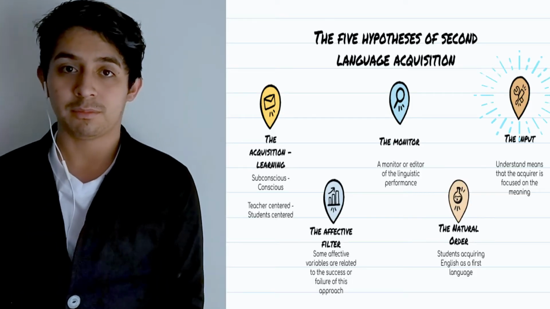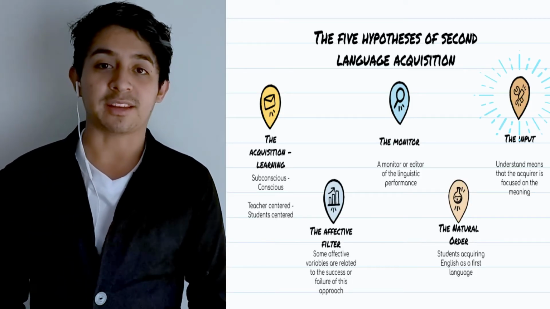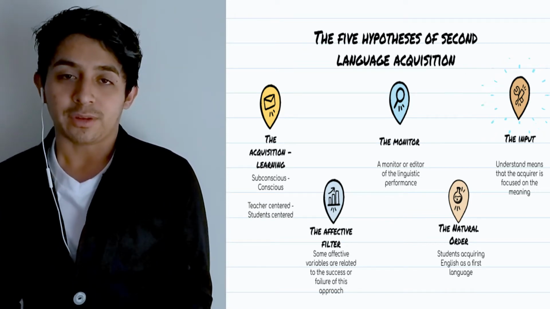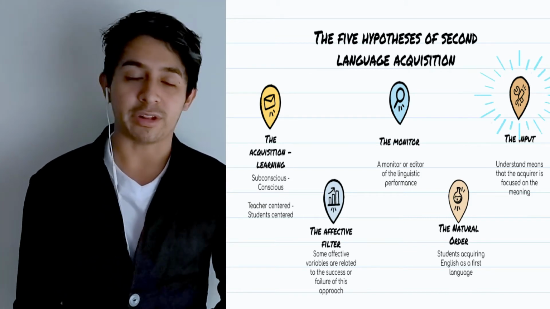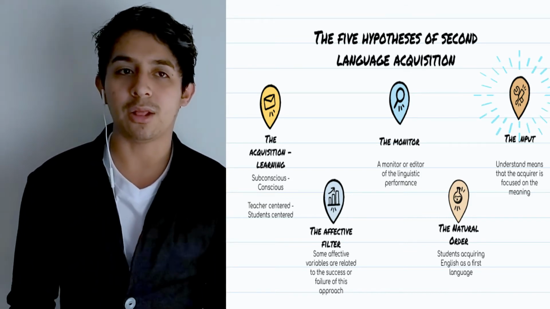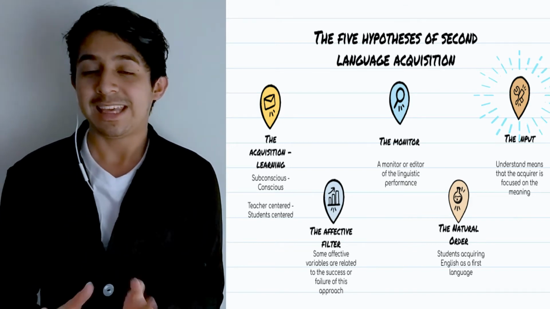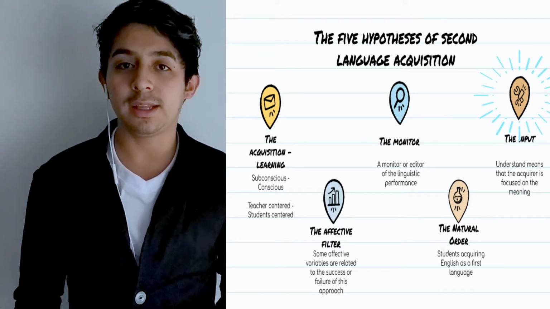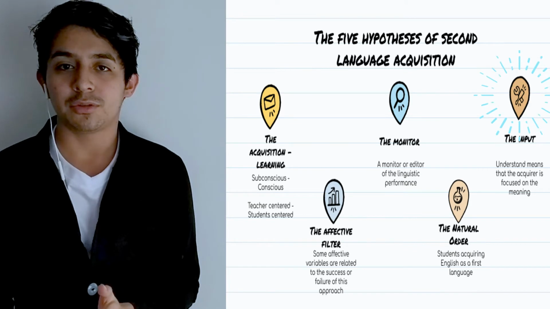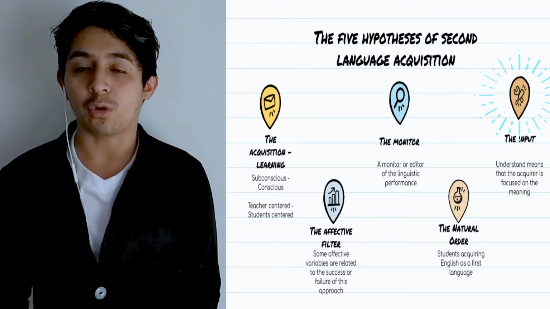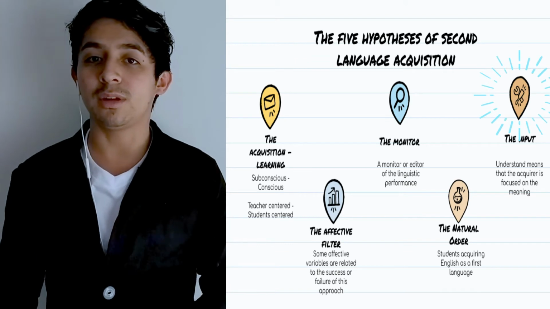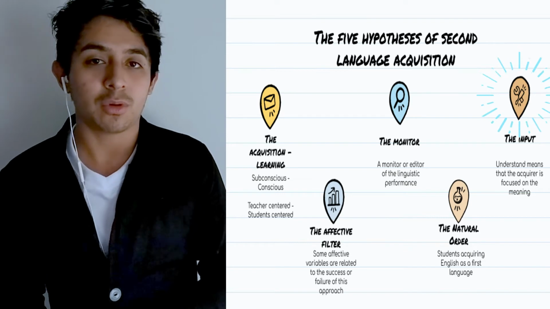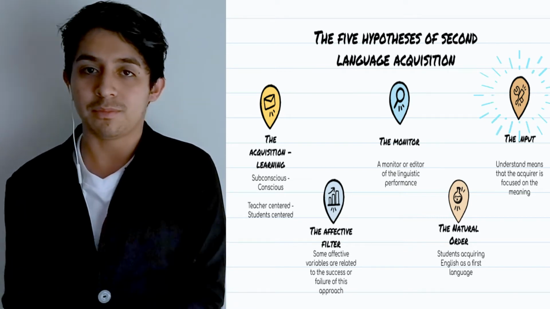The input hypothesis. The input hypothesis corresponds to the acquisition part and not the learning part. Taking into account the idea of this hypothesis, the learner improves or progresses along the natural order when he or she is receiving new information in the second language. This information normally is presented one step beyond his or her level. That means that the student acquires information that is not common or has not been presented to them before.